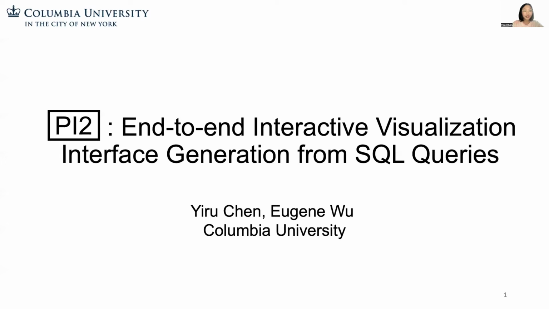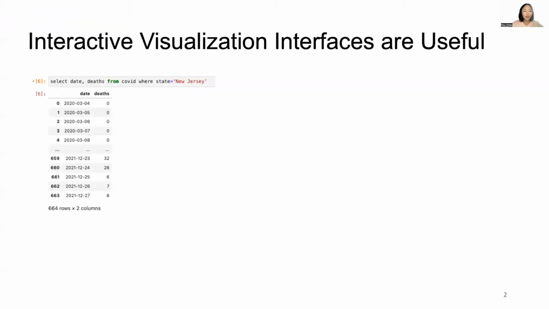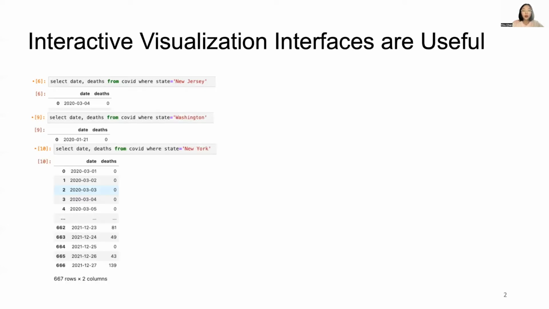Today I'm presenting PI2, end-to-end interactive visualization interface generation from SQL queries. Let's say a data scientist would like to learn about specific states' COVID-19 cases or death trend. One option for them is to write queries. They might write select date, death from COVID where state equals New Jersey to study New Jersey's death trend. After that, they may change the state filter to Washington or New York to study other states' trends.